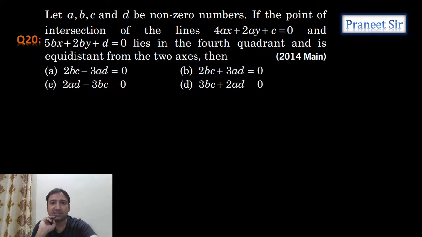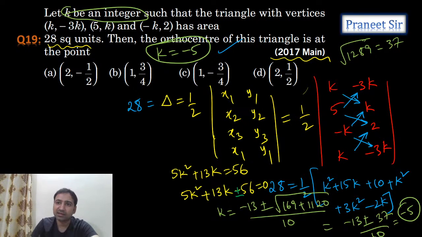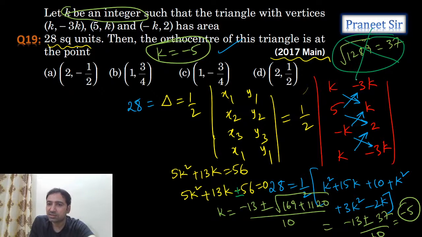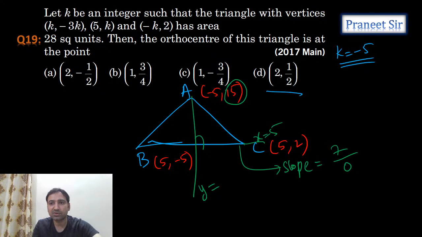A, B, C, D are non-zero numbers, and if the point of intersection of these lines, square of 37 is 1369. Okay, correct. So this is wrong, guys. That's what we have done. Square root of 1289 is not 37. That's where we went wrong. So somewhere the calculation went wrong. That's why we are not getting the answer. Okay. Chalo, let's move to the next one.